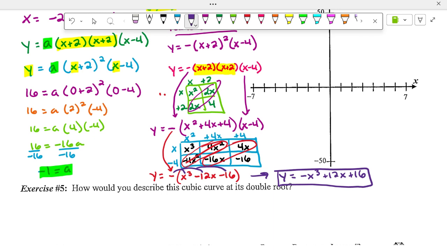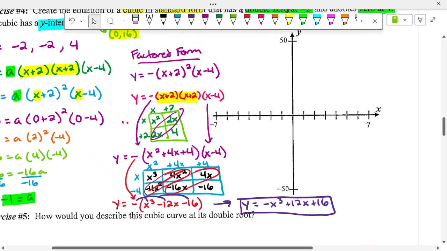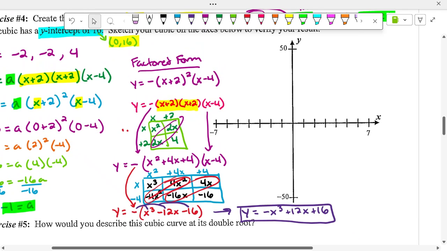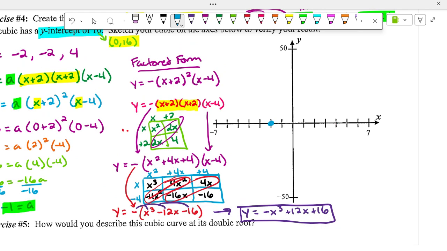Now, let's go ahead and graph it. First off, let's use what we know to determine what we're going to graph. I'm going to graph my points. I got negative 2 as an x-intercept and 4 as an x-intercept. And then my y-intercept is going to be about right here at 16.